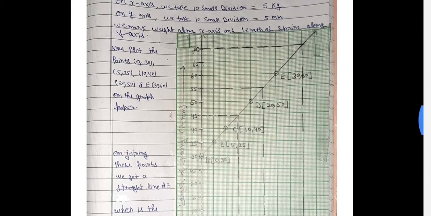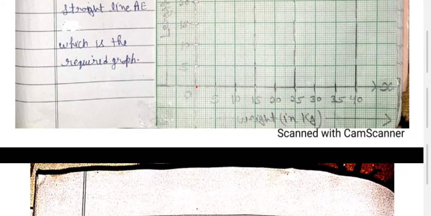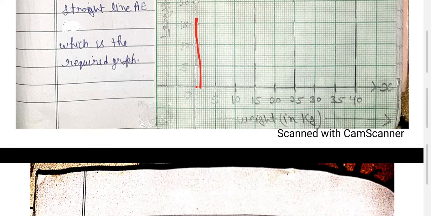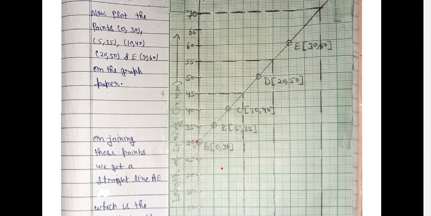So what is the point? The point is (0, 30). On the x-axis you come to 0 here, and on the y-axis you move upside. When you move upside, what value do we take on the y-axis? 30. So you take the first point here, (0, 30). The next point is (5, 35). On the x-axis you come to 5 and on the y-axis you move up to 35. It is 5 and it is 35. So it becomes point B (5, 35).